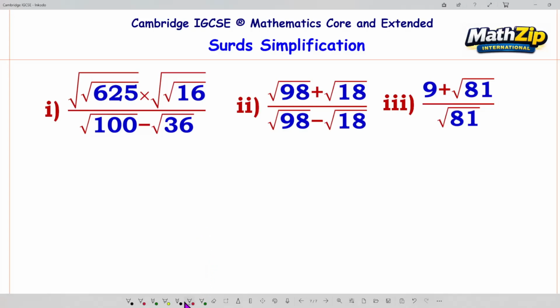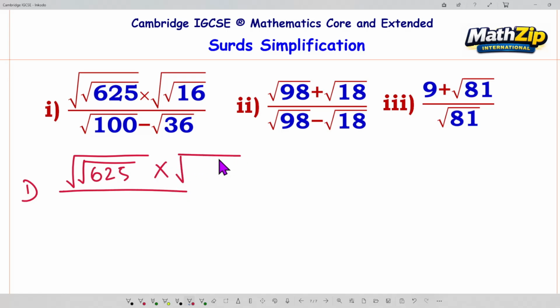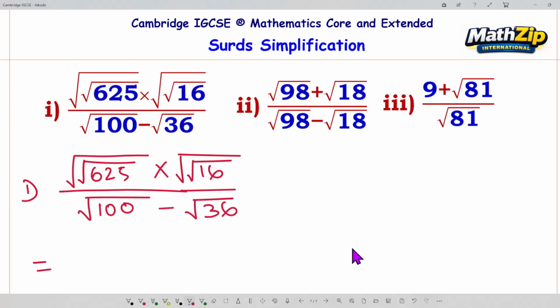Surds simplification. Number 1. A fraction with root 625 in the numerator, under another root, and root 16 under the same root, with root 100 minus root 36 in the denominator.